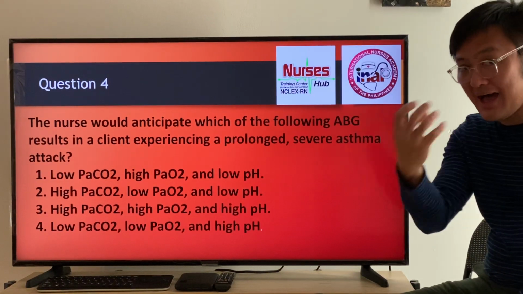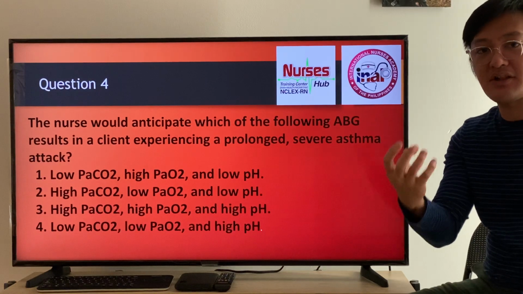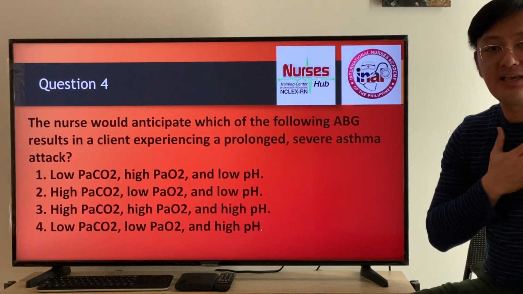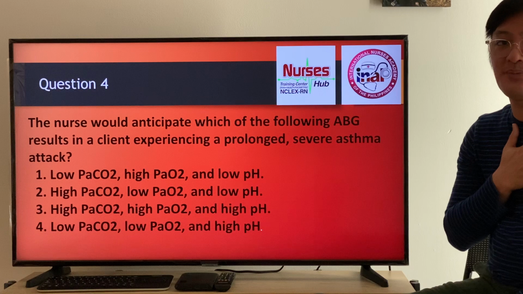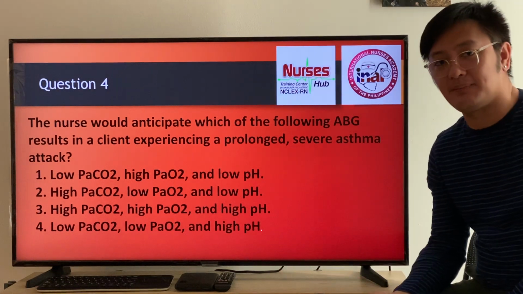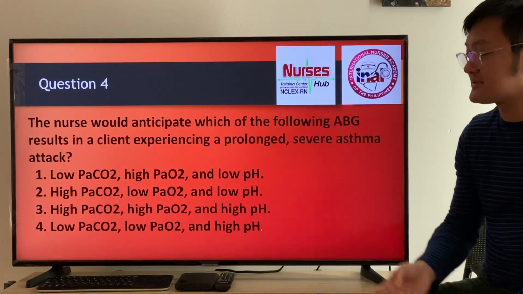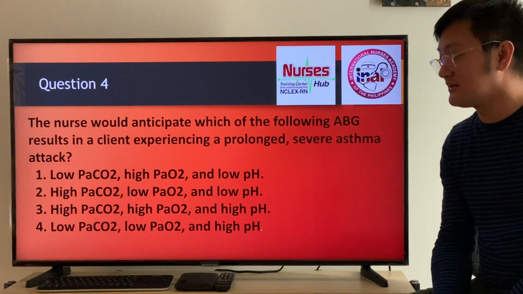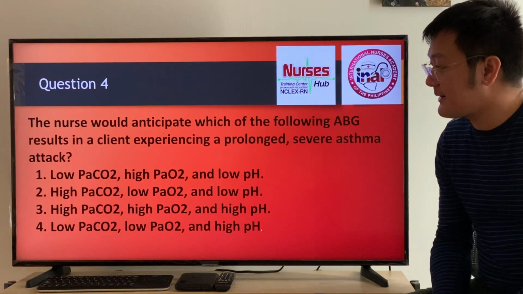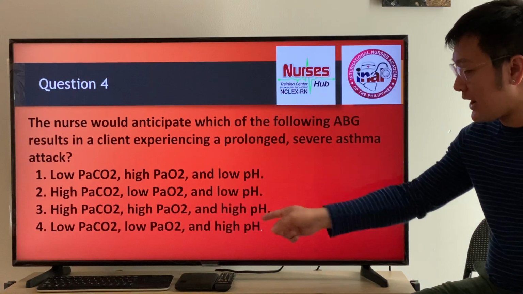So if you cannot breathe out carbon dioxide, expect that carbon dioxide in the body increases. And what do you call that increased carbon dioxide in the body? You call that hypercapnia. So you have to look in the options for increased carbon dioxide. So you have 2 and number 3. So you have to eliminate 1 and 4.